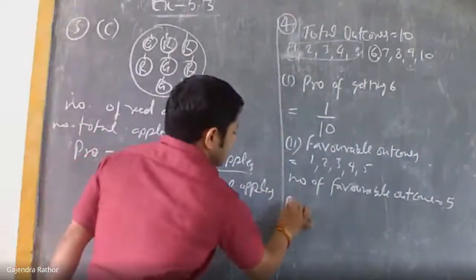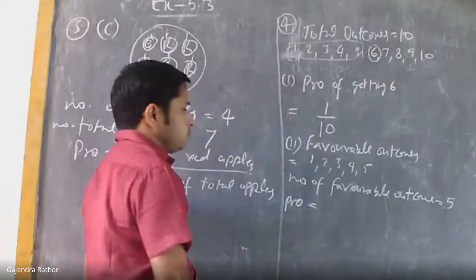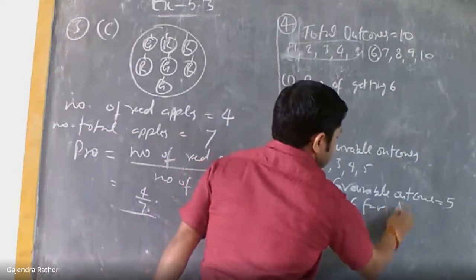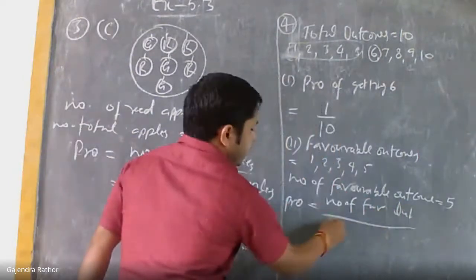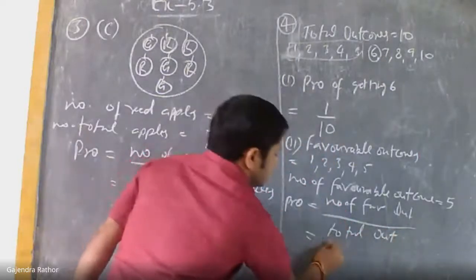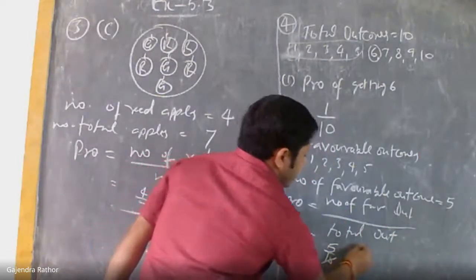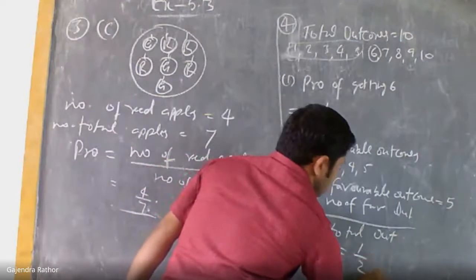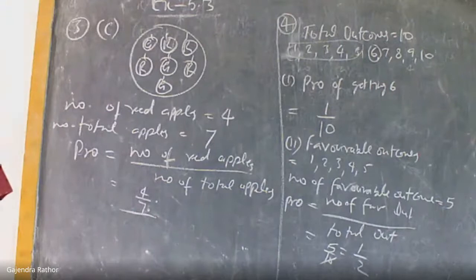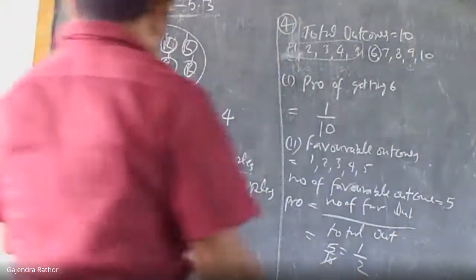Now probability, number of favorable outcomes divided by total outcomes. So this is 5 by 10. We can divide by 5, which is equal to 1 by 2. So the probability is 1 by 2. Let's continue.